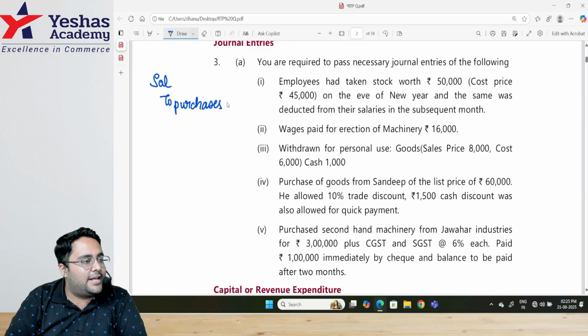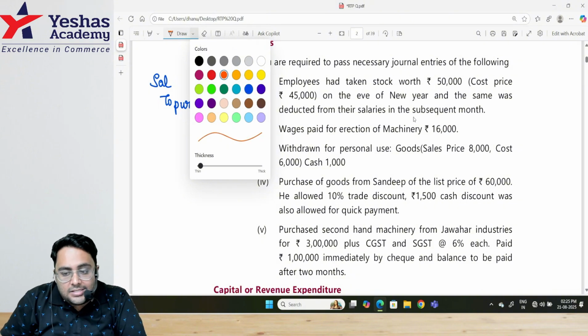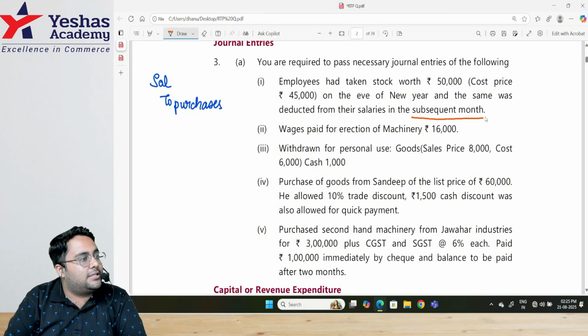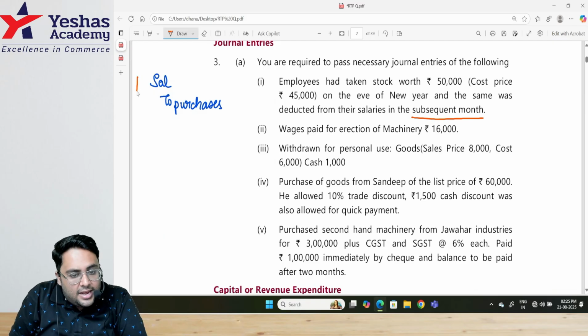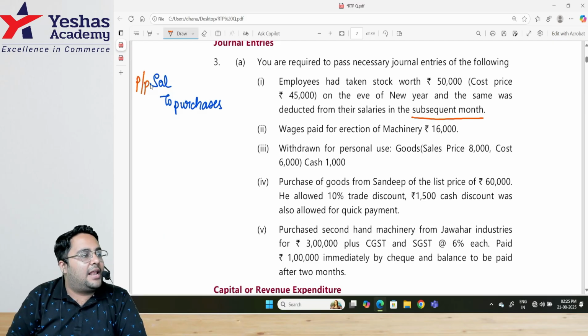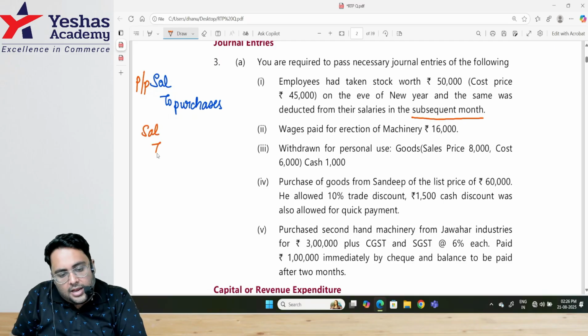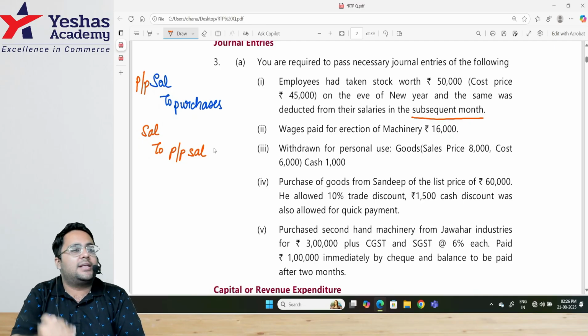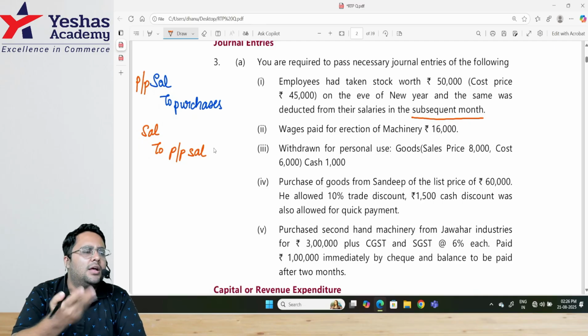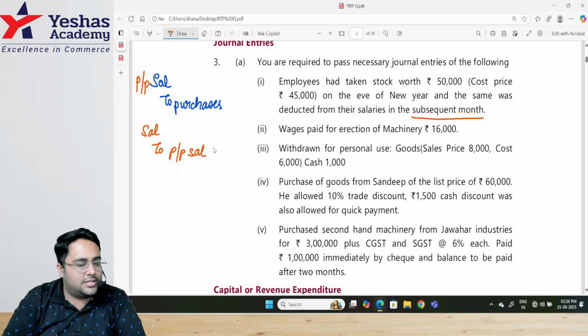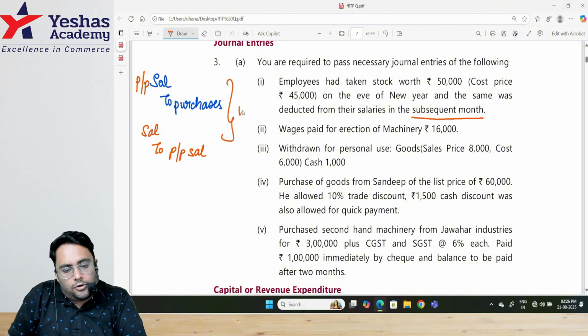This is the answer as per ICAI, but I feel there is a logical mistake over here. Why? In the subsequent month, that means what? It is not salary, it is a prepaid salary. So you record prepaid salary and then transfer salary account debit to prepaid salary account. ICAI has given a combination of these two together. They directly did salary to purchases. Will you take cost price or selling price? All of this is going to be cost price of 45,000.